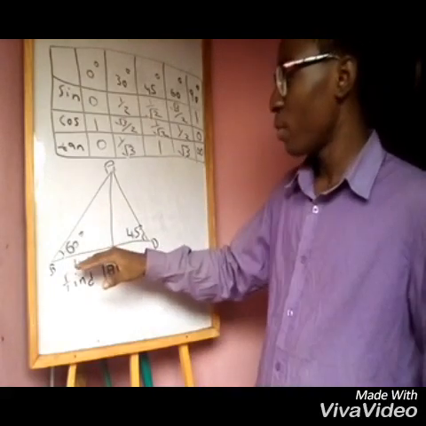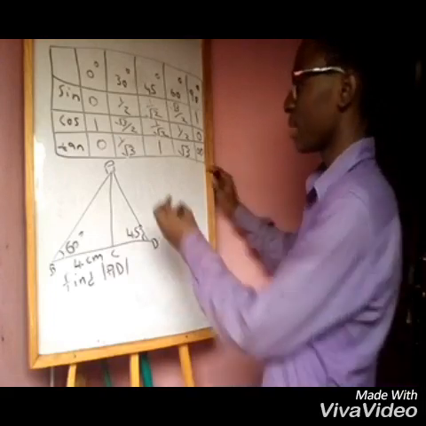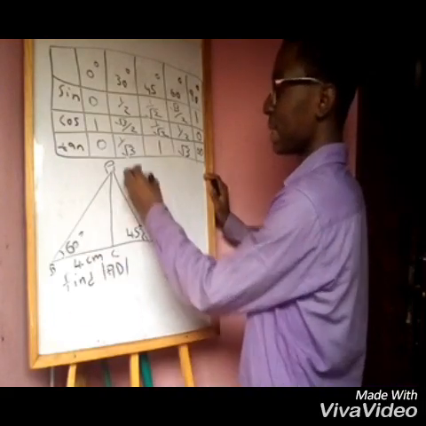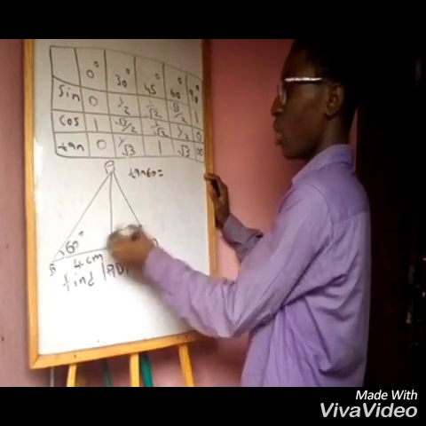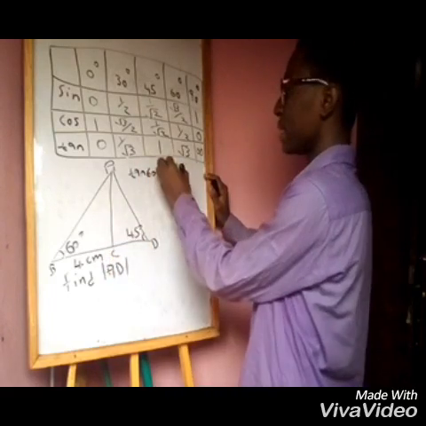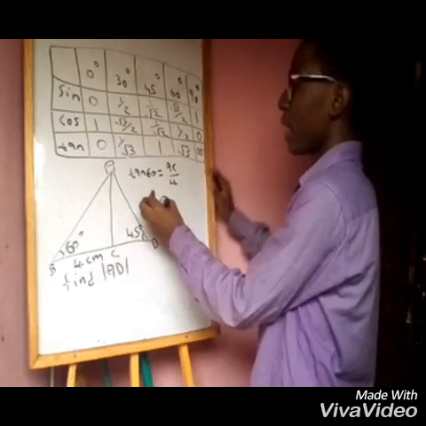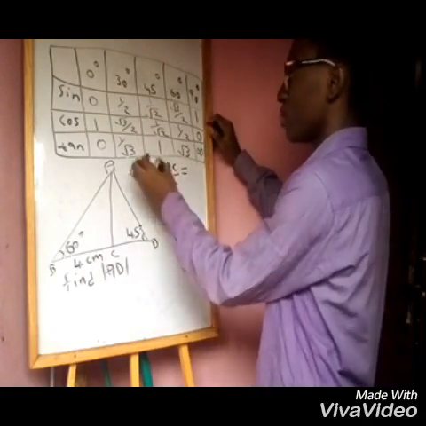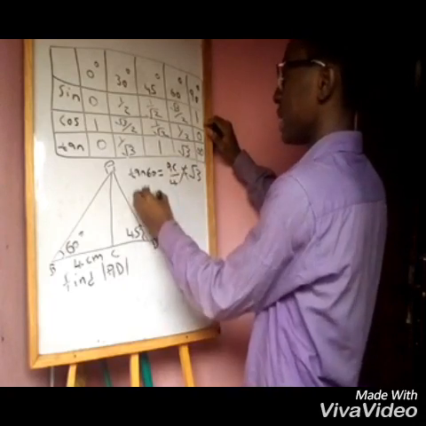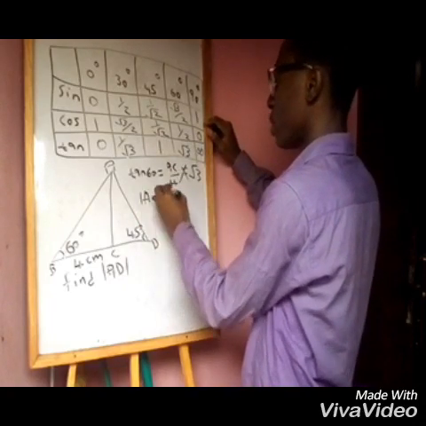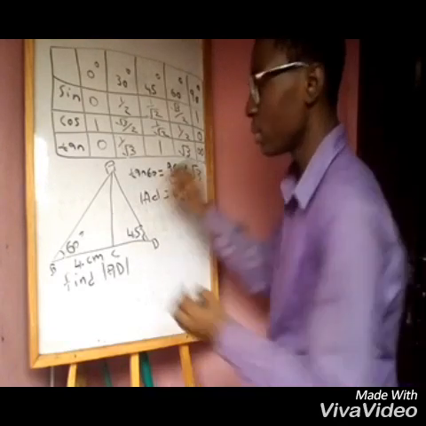Now, first of all, we are going to apply the tangent. We are going to say tan theta, that's theta is 60, tan 60 is equals to opposite over adjacent. That will be AC over the adjacent, which is 4 centimeters. So now tan 60 is root 3. Sorry, right? That means let's cross multiply. That means the length of AC will be equals to 4 root 3. So this will be 4 root 3.